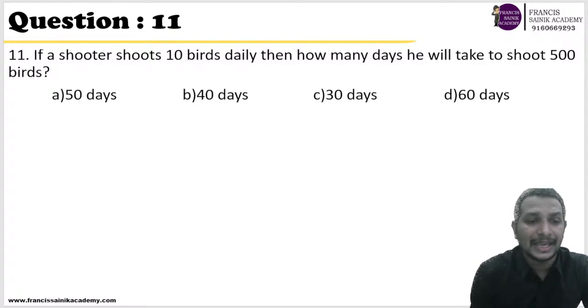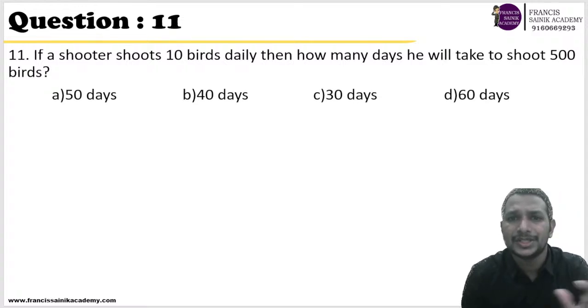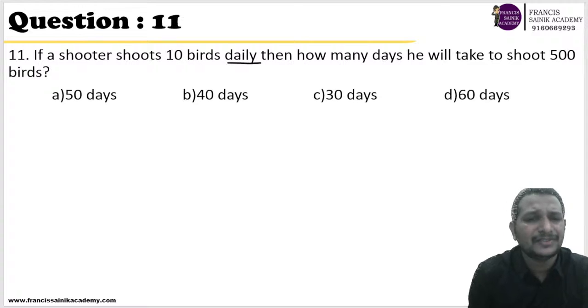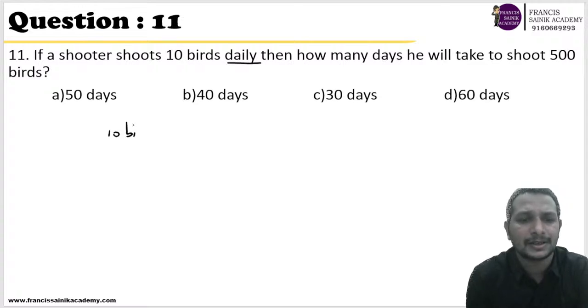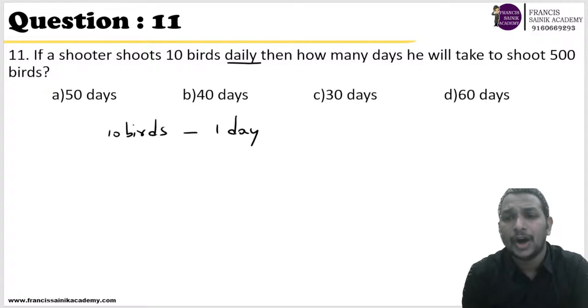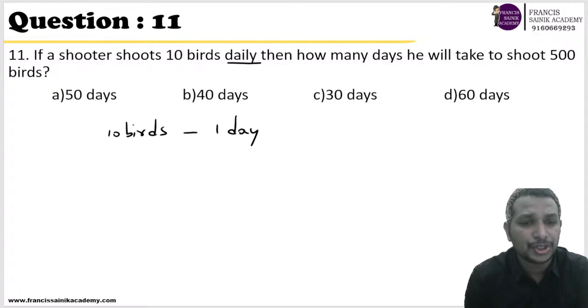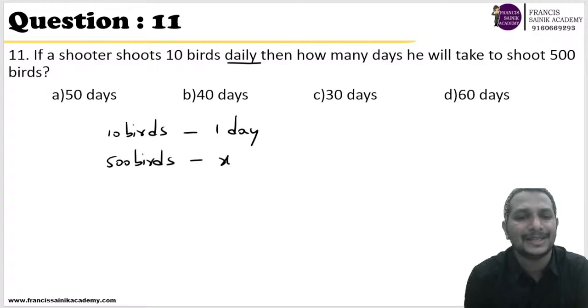Next. A shooter shoots 10 birds daily. Daily, in the sense, sometimes the sentence or the word they are using is also important, the meanings also. Daily means for every day. So 10 birds are shot in one day. How many days does it take to shoot 500 birds? So 500 birds will be shot in how many days? Let it be x, like in the unitary method concept, which is under direct variation.